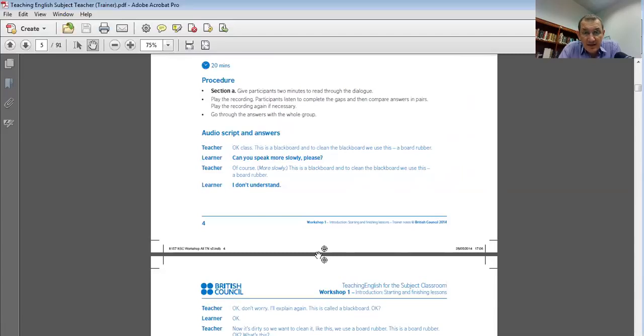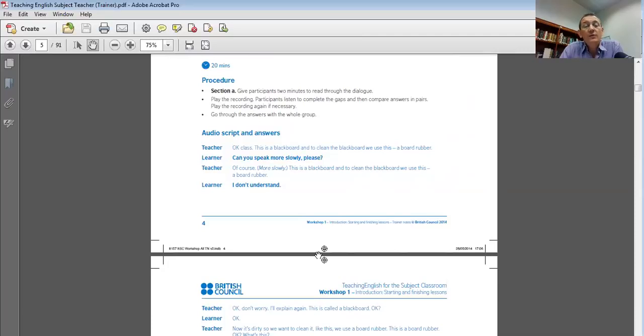Again, this should be a standard procedure. You get participants to compare answers in pairs before anybody suggests an answer, before anybody answers to the whole class. If they need to hear the recording again, play it again. Get them to compare their answers again.